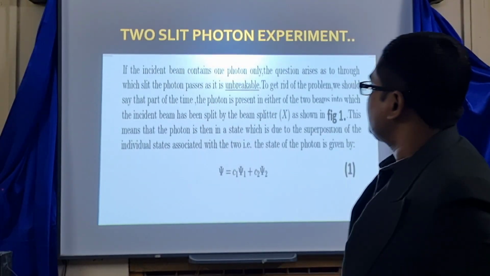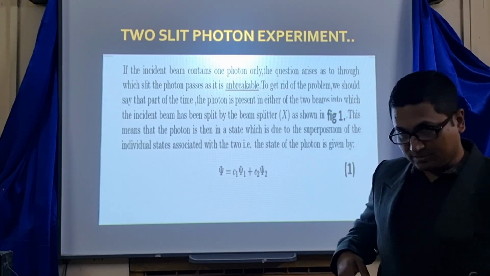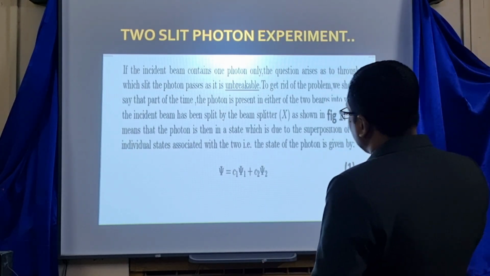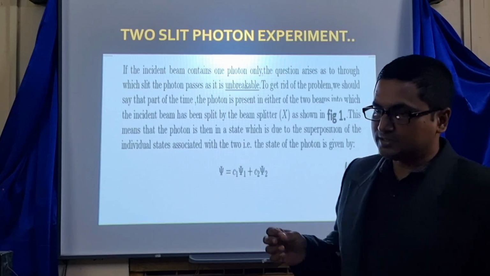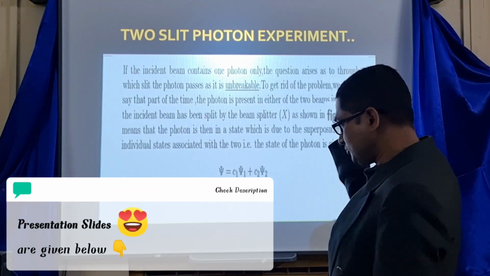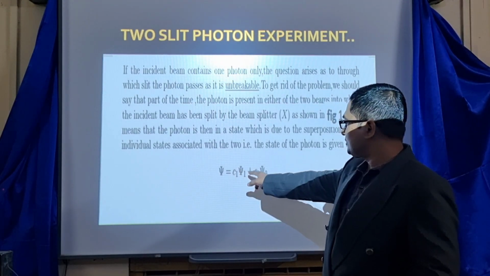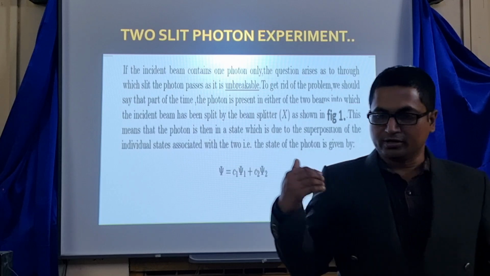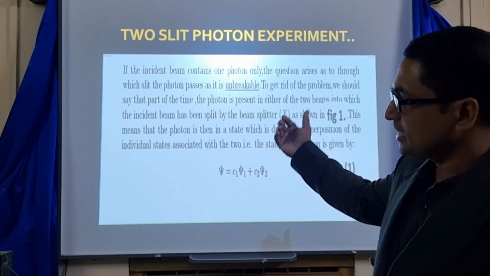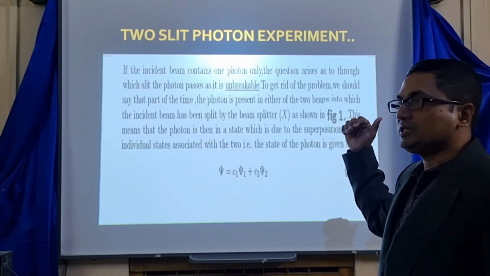Now the question arises: if the beam is only a single photon, and since the photon is not a breakable one, we cannot break it, how can we represent the photon on the screen then? The answer is the superposition principle, and it is represented by equation 1: C1 psi 1 plus C2 psi 2, where psi 1 represents the probability amplitude for slit S1 and psi 2 represents that for slit S2.